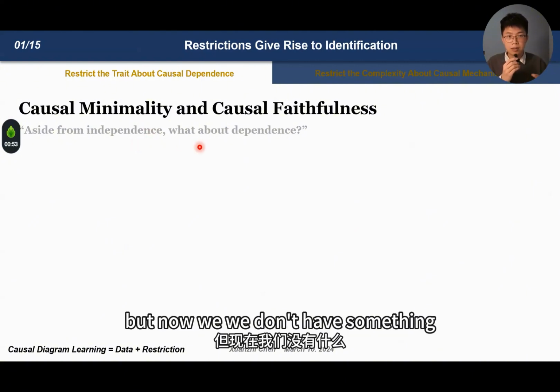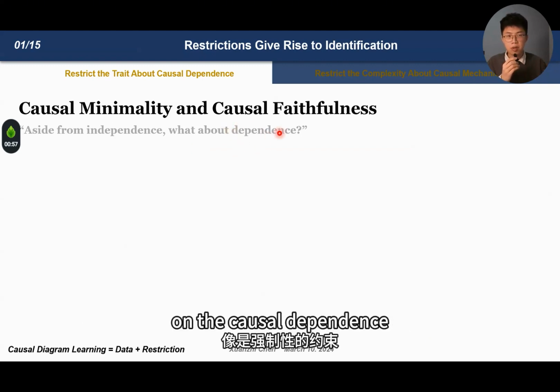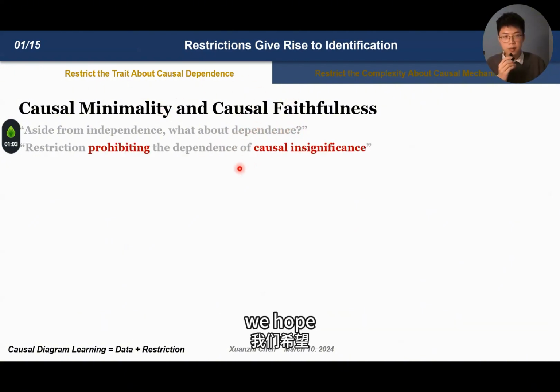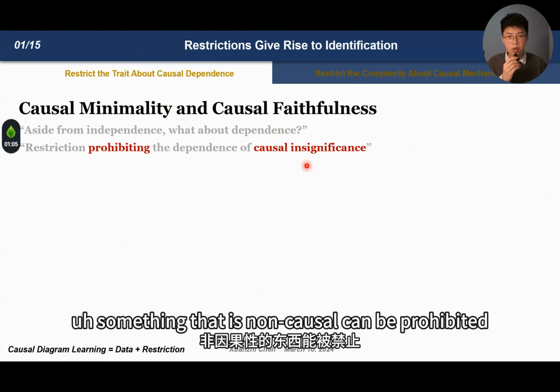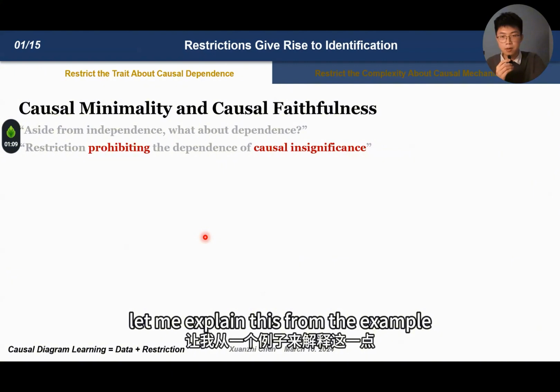But now we don't have something like a compulsion on the causal dependence. So that is why we need some restriction here, because we hope something that is non-causal can be prohibited. Let me explain this with an example.